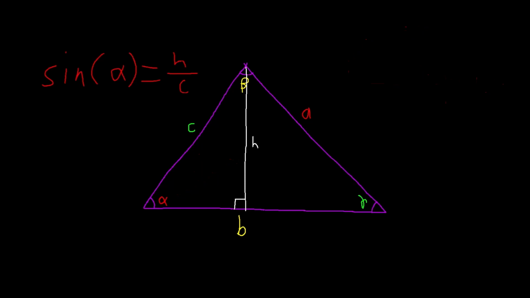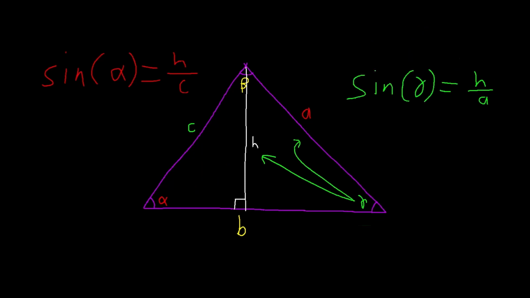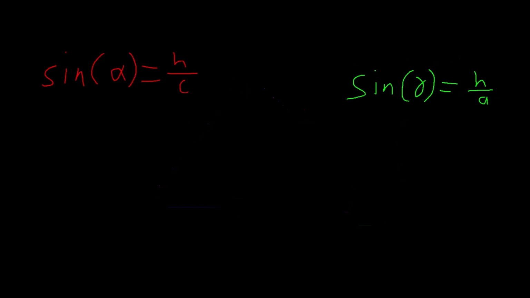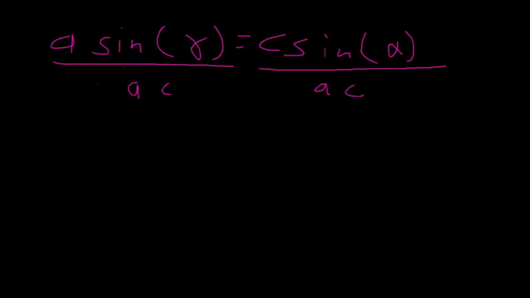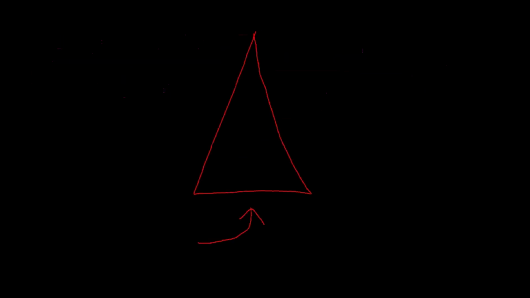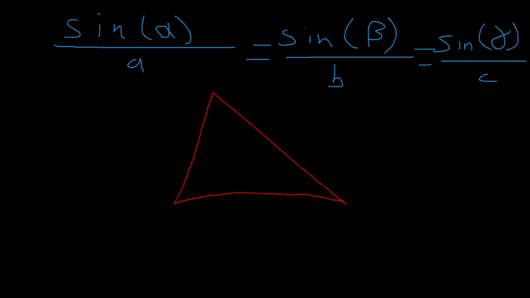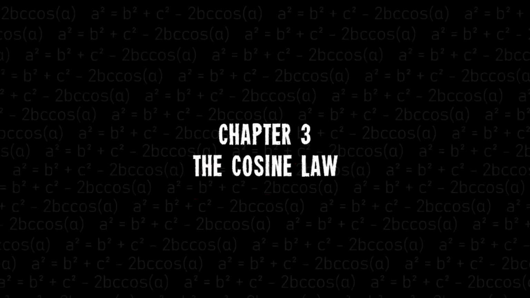We can do the same thing with angle beta, and the sine comes out to be h over a. Now that we have two equations, we can solve both in terms of h. Multiply by a here and b there, and we get b sine alpha equals a sine beta. Divide both sides by ab, and we get our sine law formula. Since the side we chose was arbitrary, this works for the other angles as well.